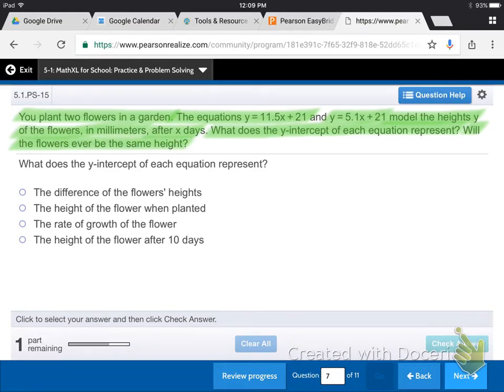So again, we're looking at a system. We have 2 equations. And the first question says, what does the y-intercept of each equation represent?